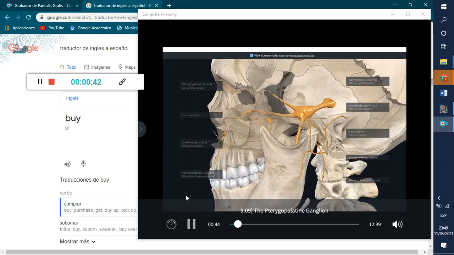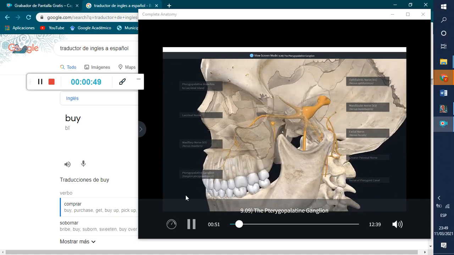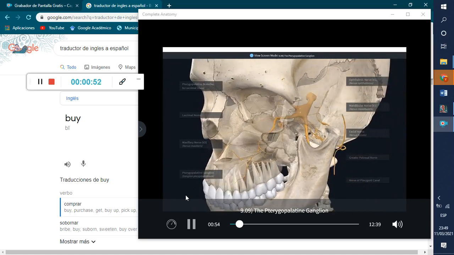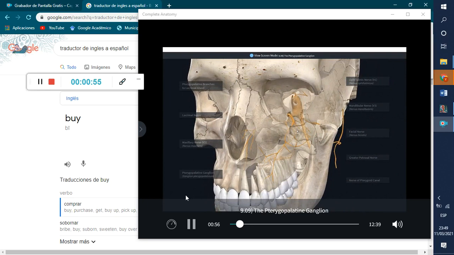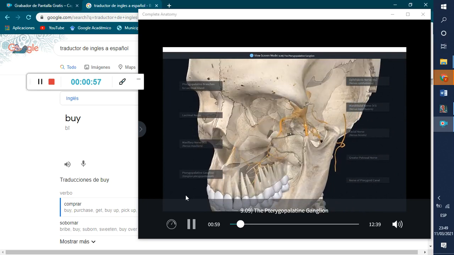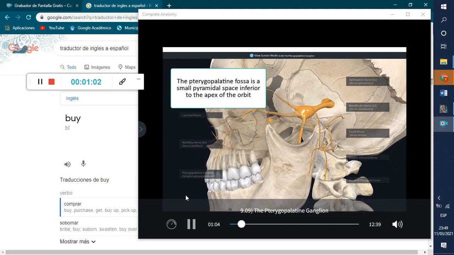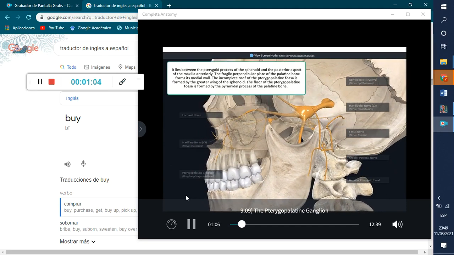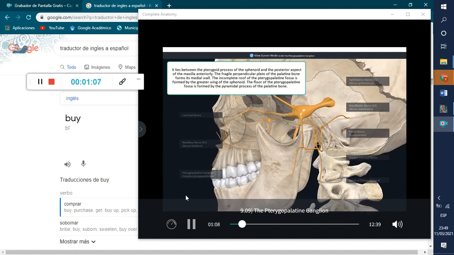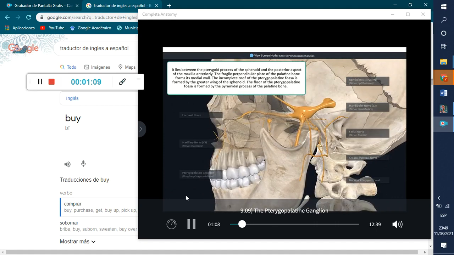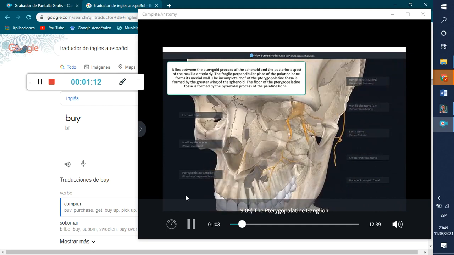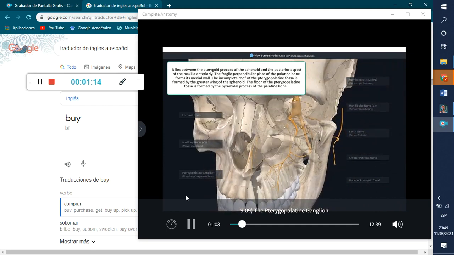Okay? So, first of all, where is this interesting little ganglion situated? This ganglion is actually located in an area called the pterygopalatine fossa. And that is basically just a small little conical space which is below or inferior to the apex of the orbits. And there's one on the left and one on the right side. It lies between the pterygoid process of the sphenoid posteriorly and the posterior aspect of the maxilla anteriorly. The medial wall of this space is formed by the perpendicular plate of the palatine bone.